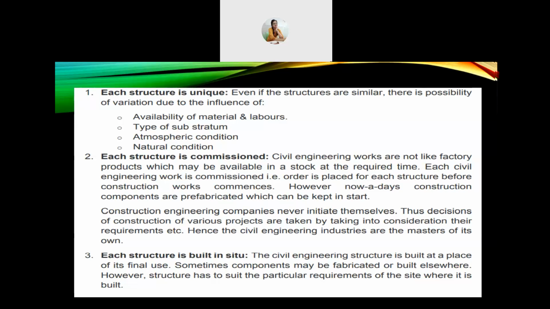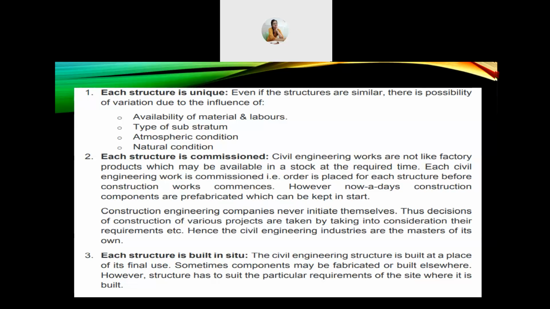Number 2, each structure is commissioned. Civil engineering works are not like factory products which may be available in stock at a required time. Each civil engineering work is commissioned, that is, an order is placed for each structure before construction work commences. However, nowadays construction components are prefabricated, which can be kept in stock. Construction engineering companies never initiate themselves. Thus, decisions on construction of various projects are taken by considering their requirements. Hence, the civil engineering industries are the masters of their own.